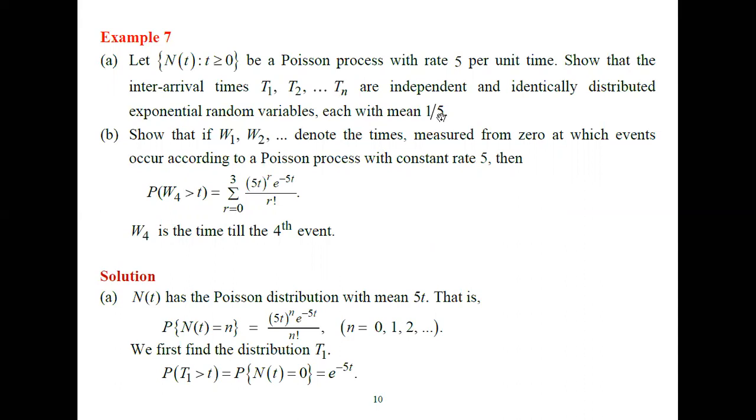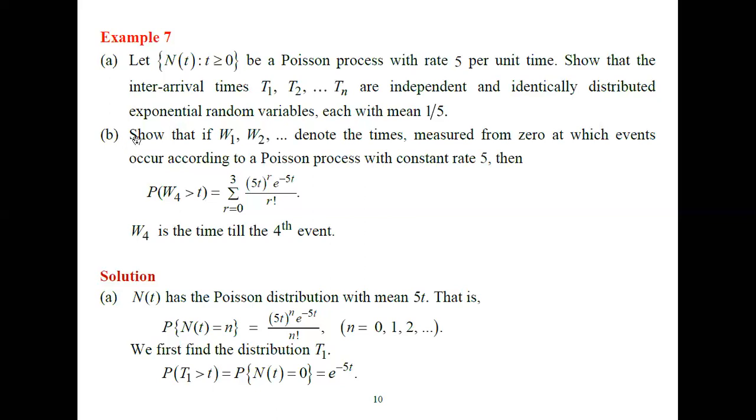When you see theory 1, instead of using lambda, they are using 5. It's the same thing. Instead of lambda t, they are using 5t. So I've replaced the lambda with what? 5. So we are showing that if this is a Poisson process with rate 5 per unit time, then T1, T2, Tn will be independent and identically distributed exponential random variables, each with mean 1 over 5. So the proof is the same as what we proved earlier.